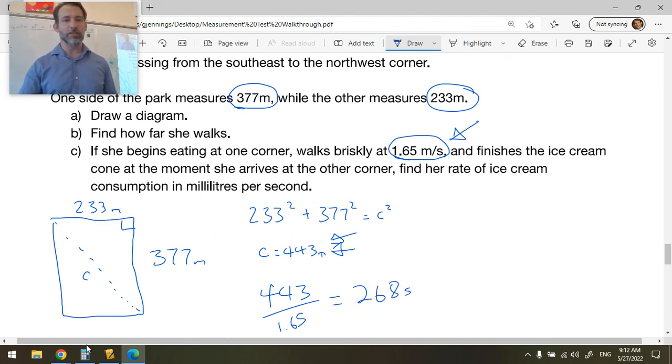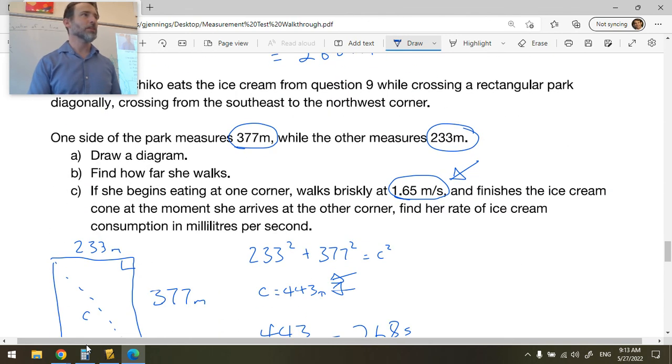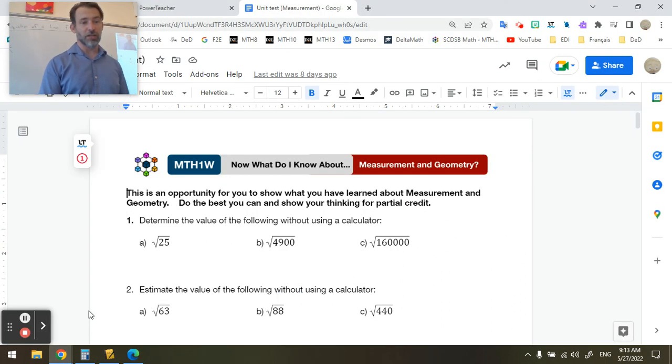And then I notice it takes her as many seconds to walk as she has milliliters of ice cream. So she consumes 1 milliliter of ice cream per second. That's the answer. 1 milliliter of ice cream per second, everyone. That's a very fast way to finish an ice cream cone.